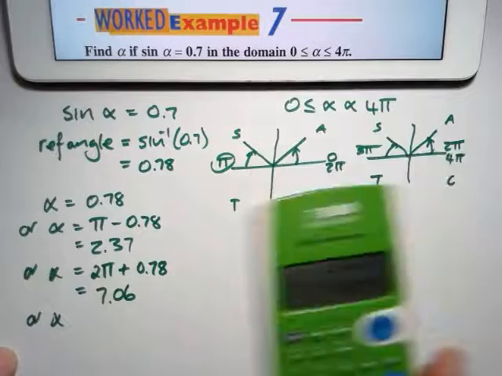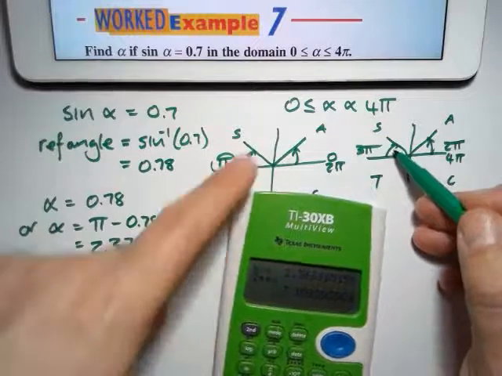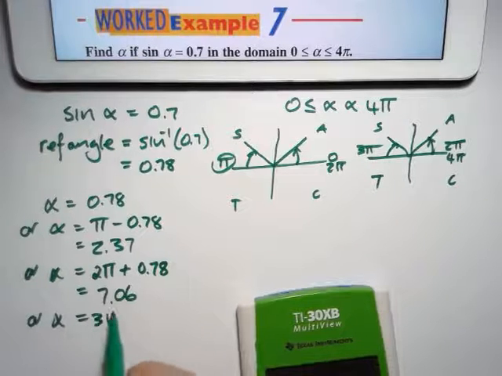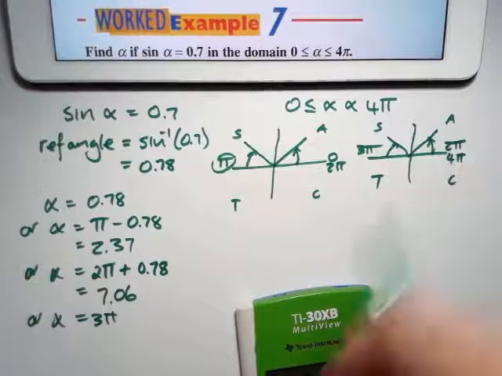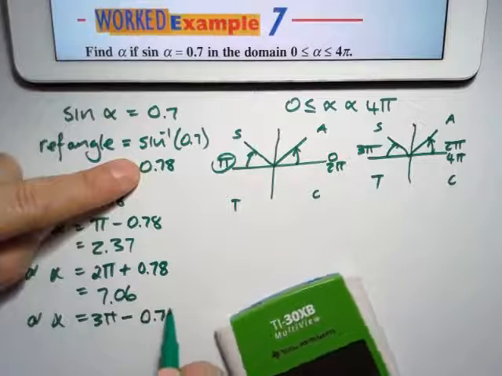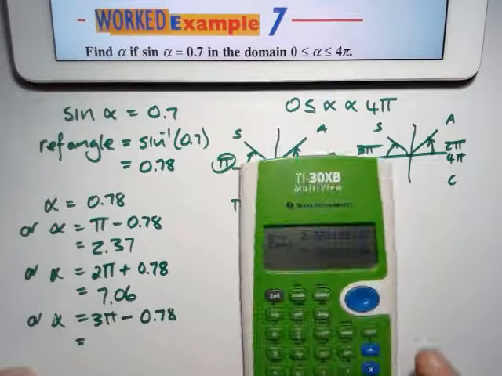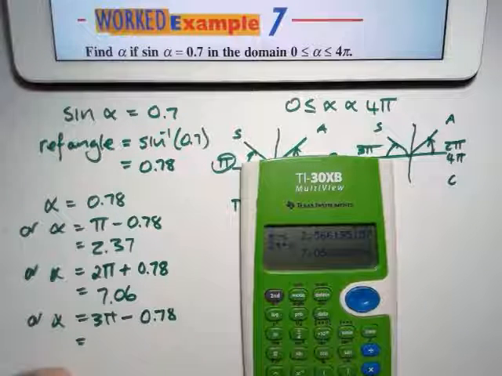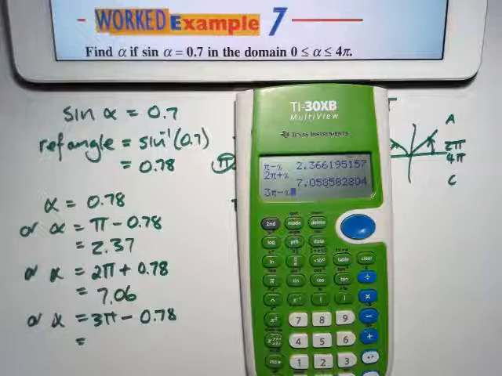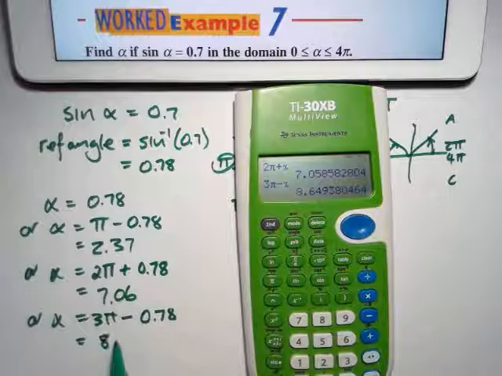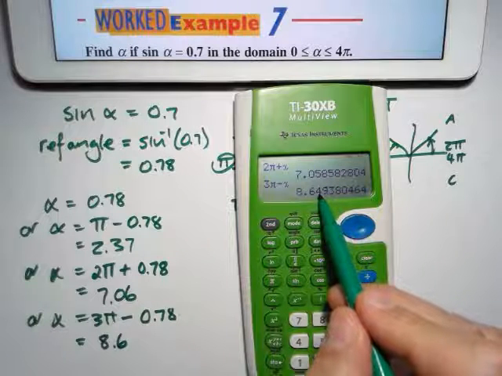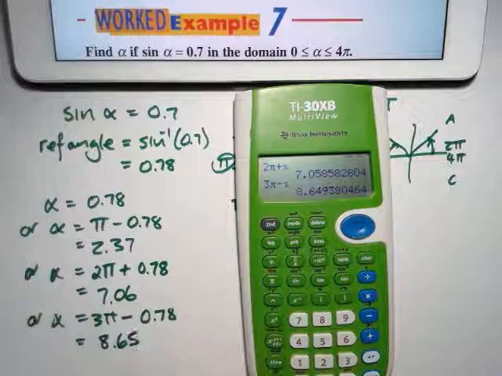Or alpha will equal, and in my second quadrant, it will be 3 pi. So I'm going to go to 3 pi. I'm going back in the negative direction, so it means take away my reference angle of 0.78. So we'll say 3 pi take away x, which I've stored, and the answer equals 8.6, and that 9 will make that 4 a 5, so it will be 8.65.